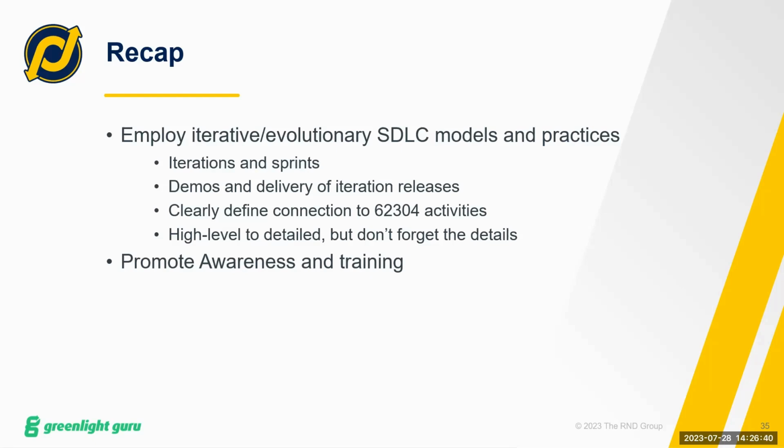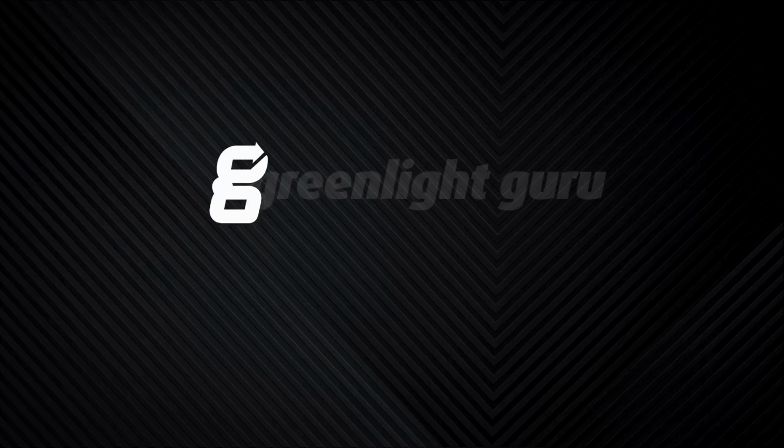clearly define how your software development lifecycle model works, and what activities have to be happening in each of the phases as related to the 62304 activities. Start high level, but don't forget the details. Make sure you go back and get those details. And then finally, promote awareness and training.